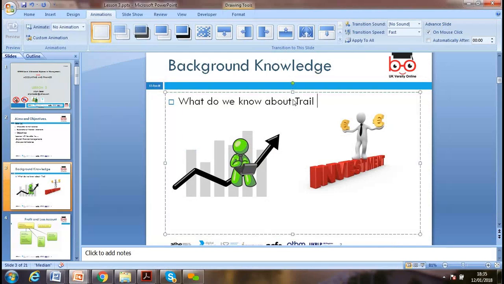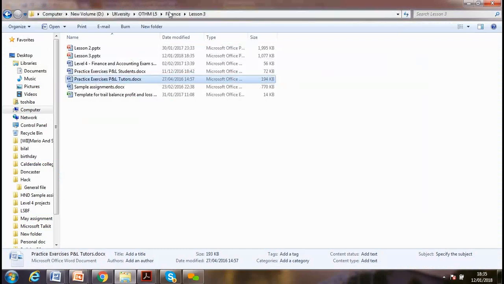Okay, what do we know about the trial balance? We discussed the bookkeeper and the difference between the bookkeeper and the accountant. The bookkeeper records the business transactions in the books of accounts, in different ledgers, like the sales ledger and purchase ledger we discussed during our first lesson. I'll show you as well.